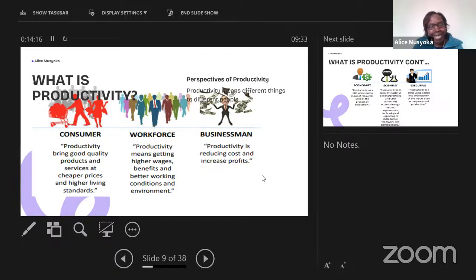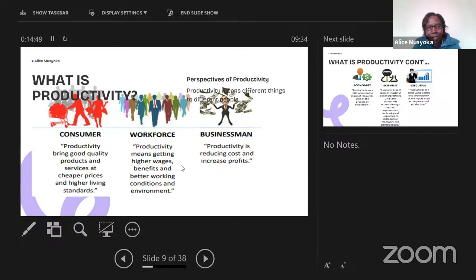So quality is defined by the customer. We need to note that. It is not upon the organization to think that this is how quality should be. It is the customer to dictate what quality is and what quality means to them. Okay, to the workforce, productivity means getting higher wages and benefits and better working conditions and environment.